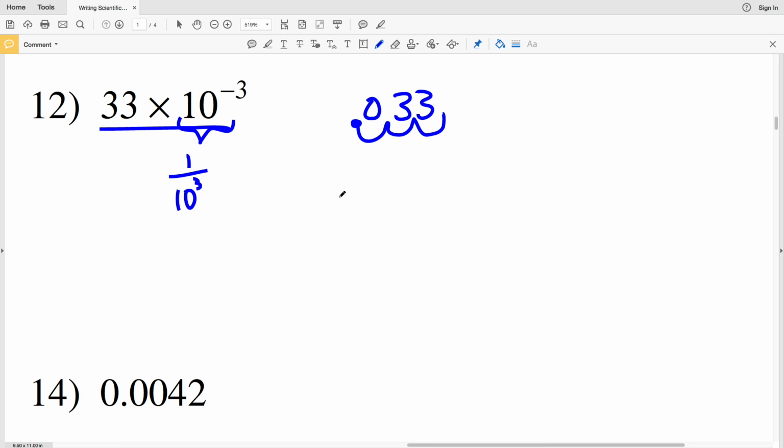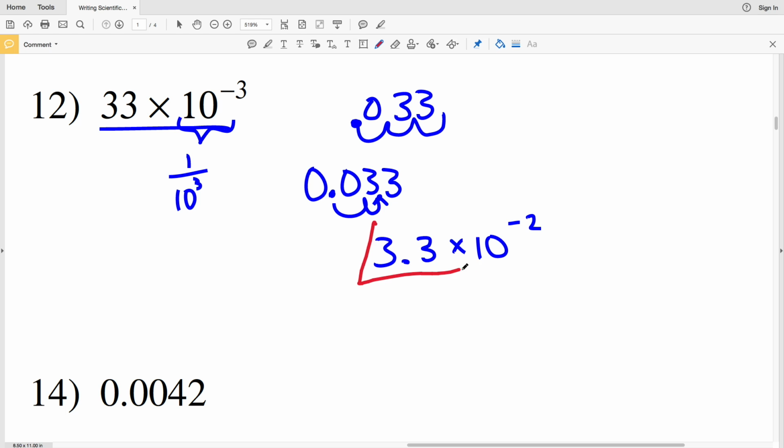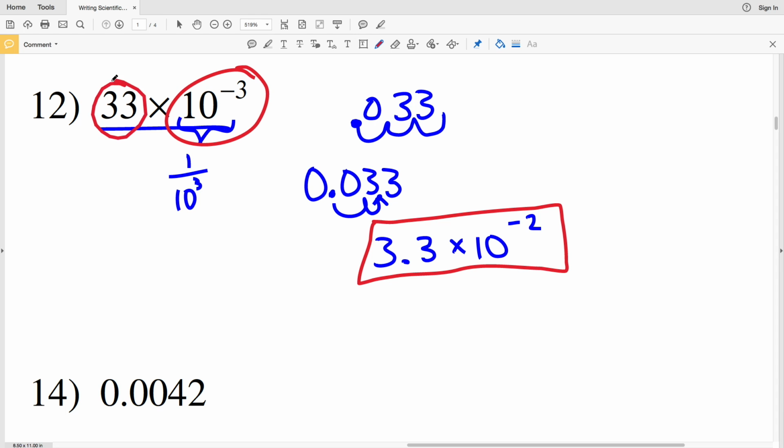So now we just need to rewrite 0.033 in scientific notation. And we're going to need to move the decimal place 2 times to the right. So this will be 3.3 times 10 to the negative 2. So again, when we multiplied this out, times 10 to the negative 3, we know that's a decimal. So 33 was worked out in decimal form, and then we rewrote that decimal in scientific notation.